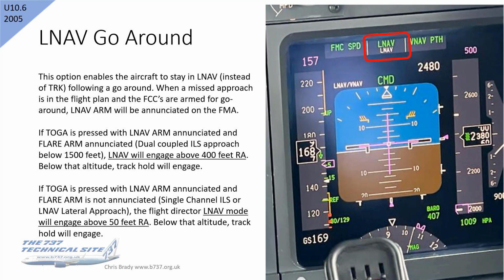LNAV go around. Again, another one we probably take for granted now, but this was brought in with 10.6 in 2005. This option enables the aircraft to stay in LNAV instead of track following a go around. When a missed approach is in the flight plan and the flight control computers are armed for go around, then LNAV arm will be enunciated there on the FMA.